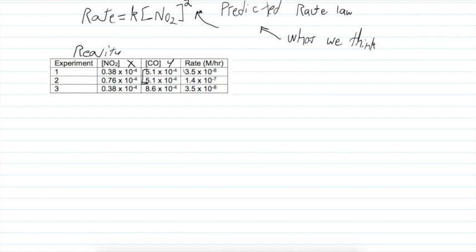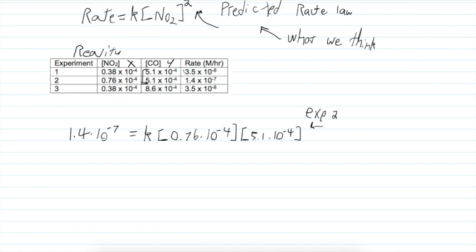Now the rate for experiment 2 is 1.4 times 10 to the negative 7 molarity per hour equals K, our constant, times the concentration of NO2, which is 0.76 times 10 to the power of negative 4, times the concentration of CO, which is 5.1 times 10 to the negative 4. Right, that right there is experiment 2.